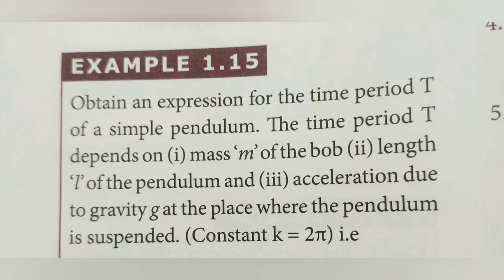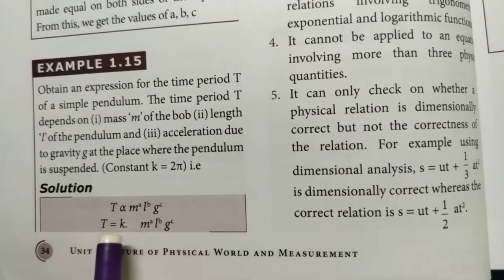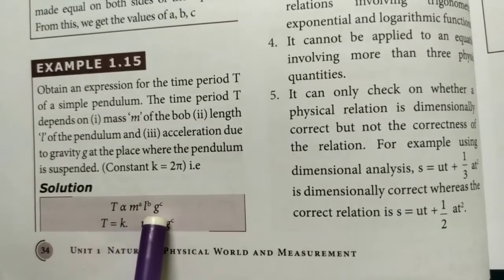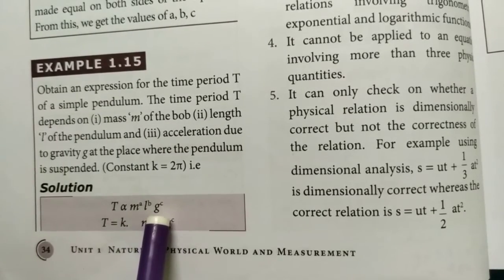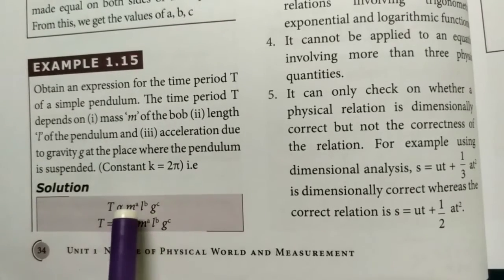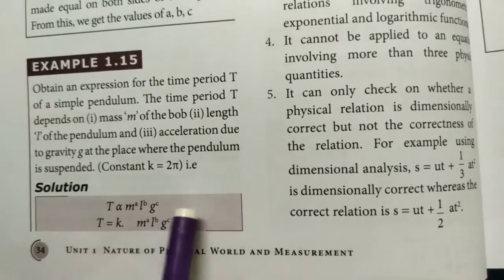1.15. Obtain an expression for the time period T of a simple pendulum. That is, the time period depends on the mass m of the bob, length of the pendulum L, and acceleration due to gravity g of the place where the pendulum is suspended. The constant is given as k is equal to 2 pi. Here the time period depends on mass m, length L and the acceleration due to gravity g. Let us take the powers of these m, L and g to be A, B and C respectively.